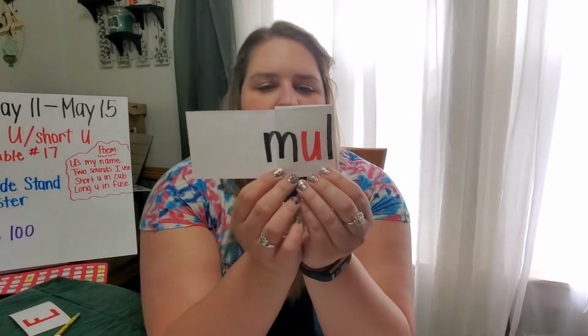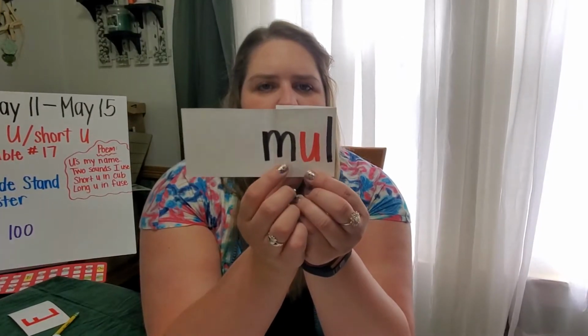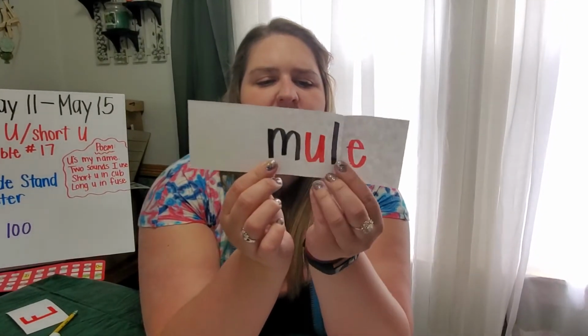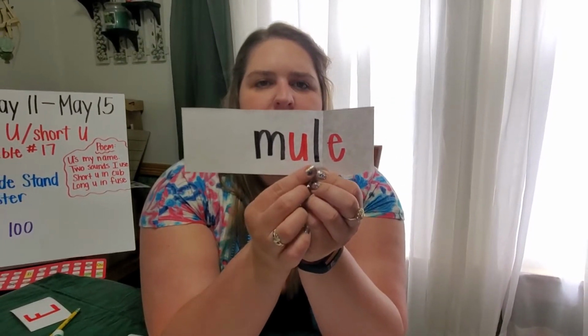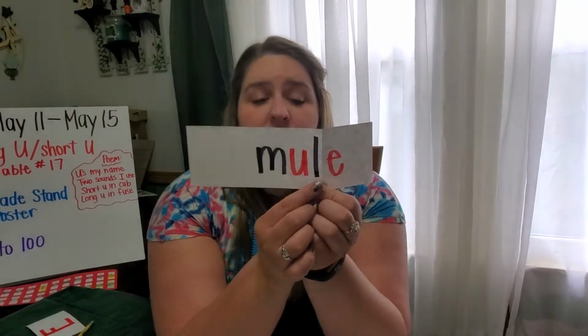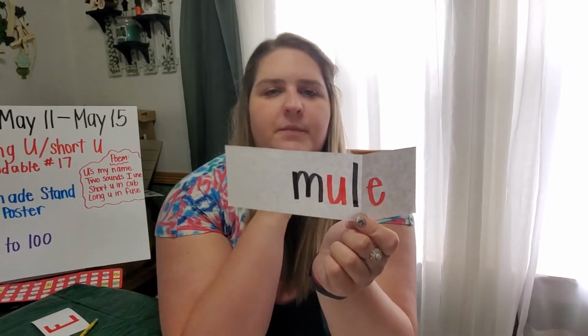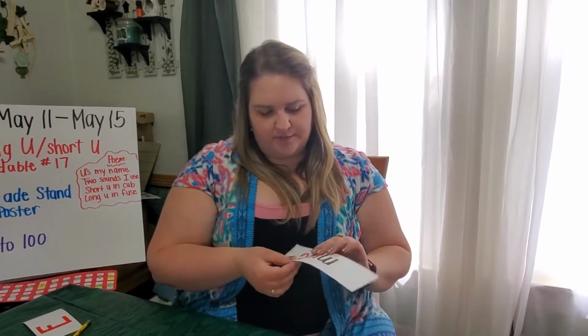Last one, mul. If we add an E, that becomes a long U now. Mule, mule. Do you know what a mule is? A mule is like a donkey or a horse.